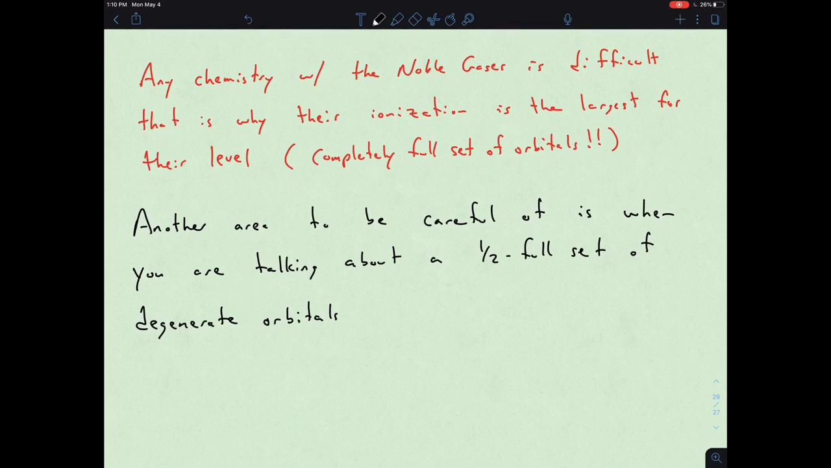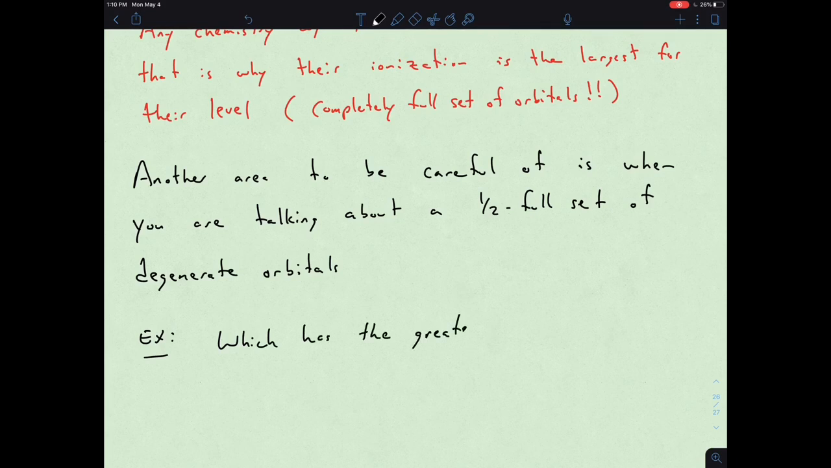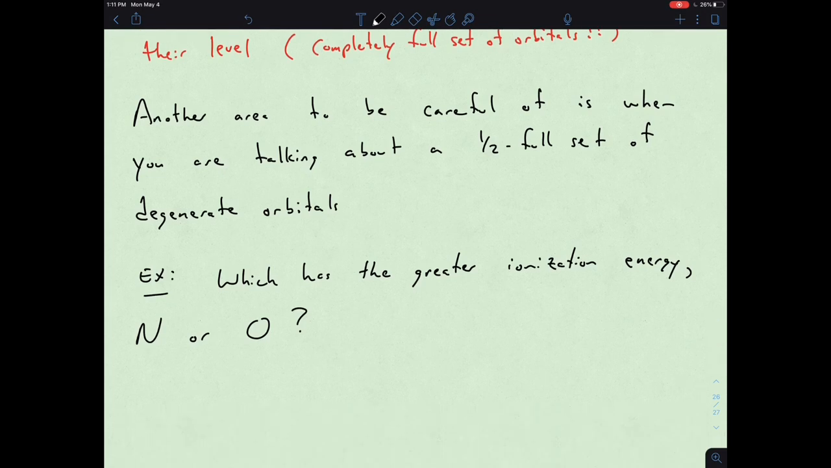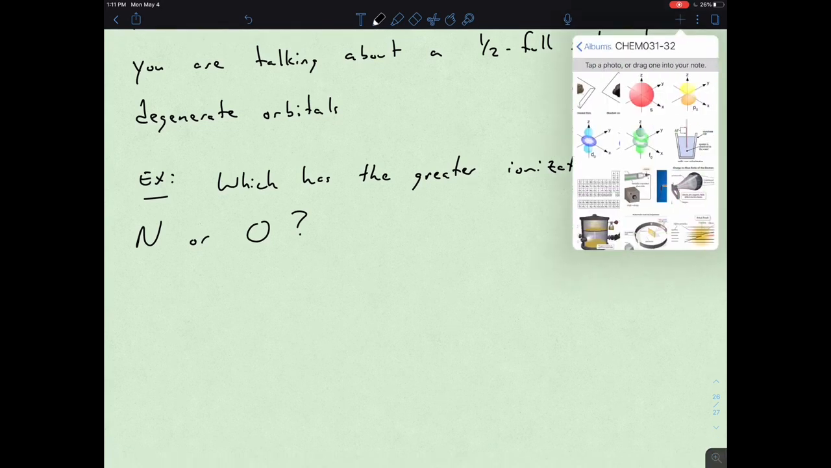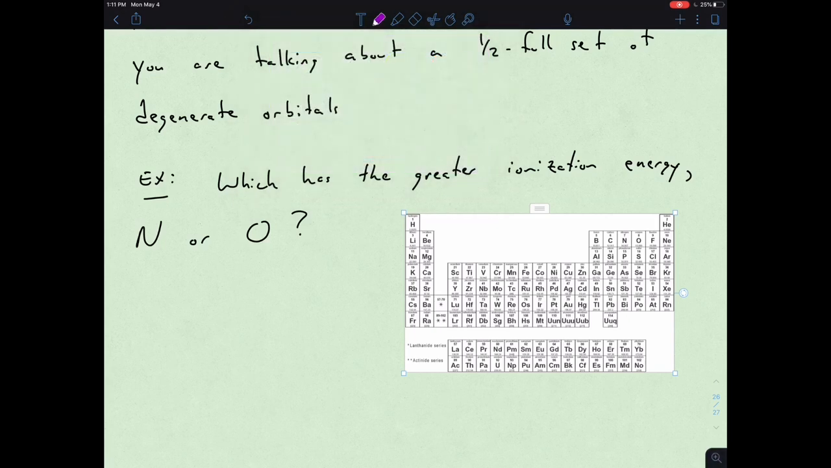And I think we should go to an example of that, by asking ourselves, which has the greater ionization energy, nitrogen or oxygen? So if we were to utilize our trend, this seems like a no-brainer. We have nitrogen to the left of our oxygen, right?